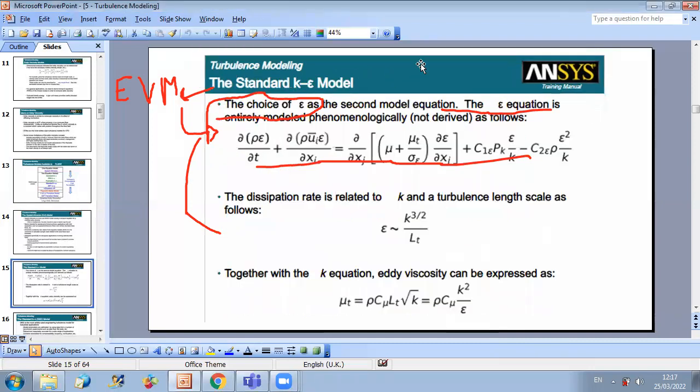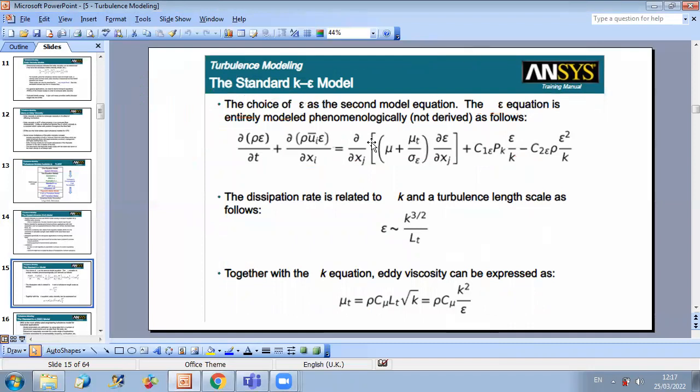To start with, for the two equation models, as the name indicates, you have K epsilon. K stands for the turbulent kinetic energy, and epsilon for the dissipation rate of energy. So in this model, we are introducing two new variables, K and epsilon, and we need to write equations to assess how they change with time, or how they change with time and space. So we need to get additional relations.